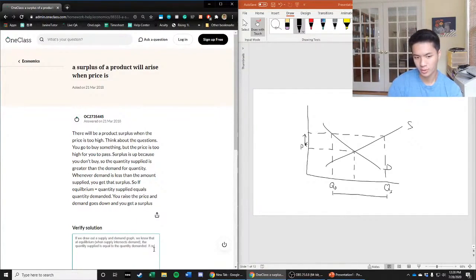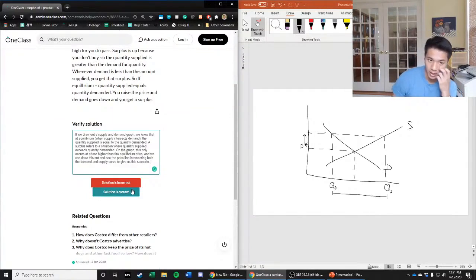A surplus refers to a situation where quantity supplied exceeds quantity demanded. On the graph, this only occurs at prices higher than the equilibrium price. And we can draw this out and see the price line intersecting both the demand and supply curve to give us this scenario.